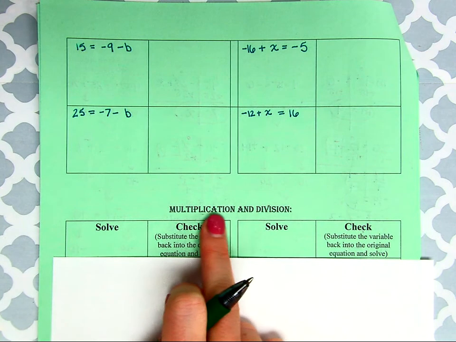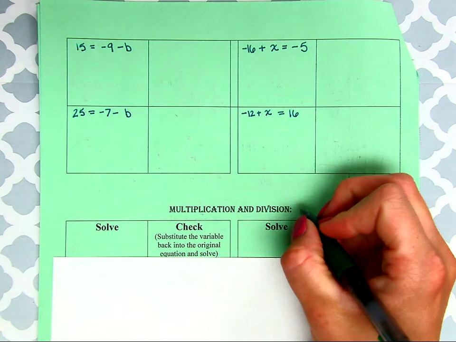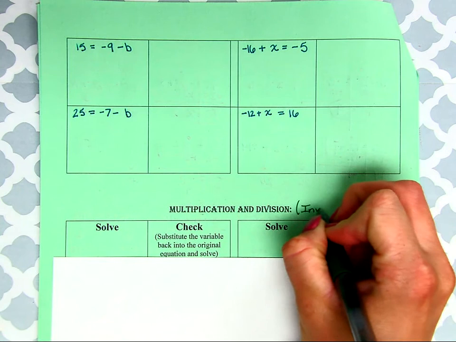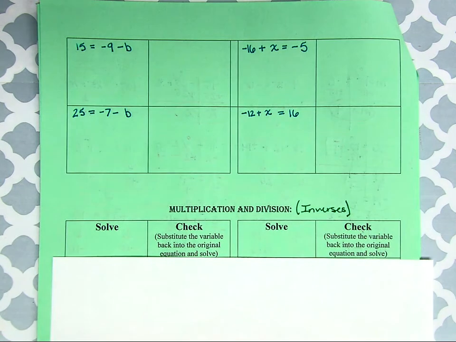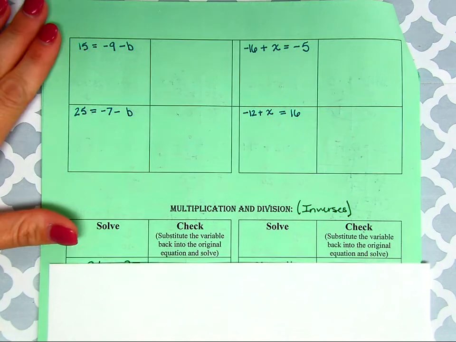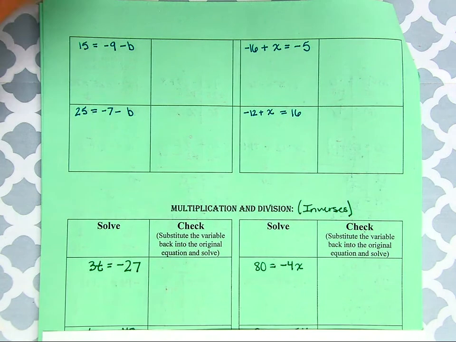So remember, multiplication and division are inverse operations, so they undo each other. Okay, so normally if we see multiplication in a problem, we're going to be using division. If we see division, we're going to use multiplication to kind of work our way backwards. So these are the first two problems we're going to look at.